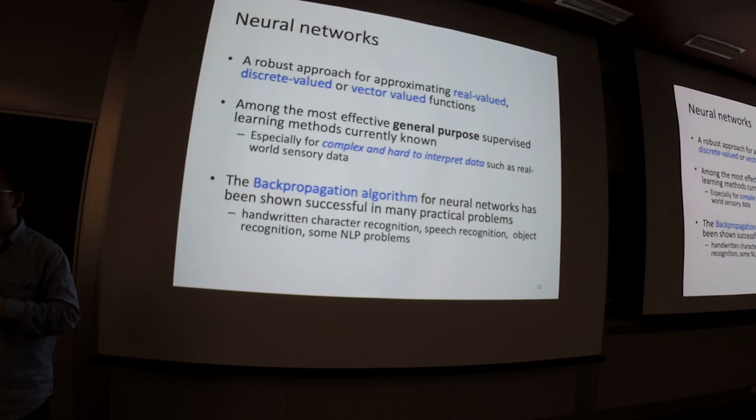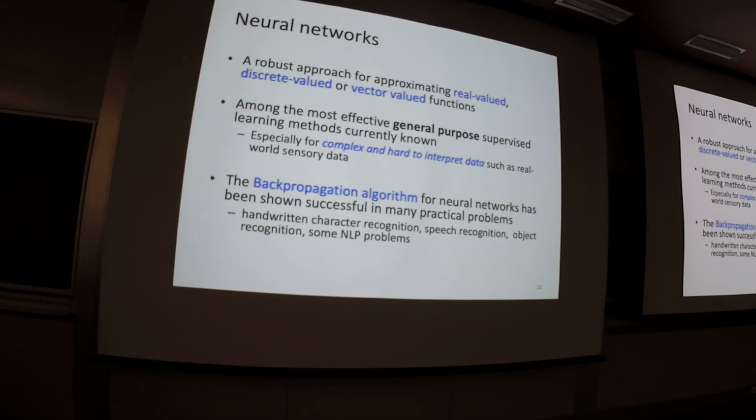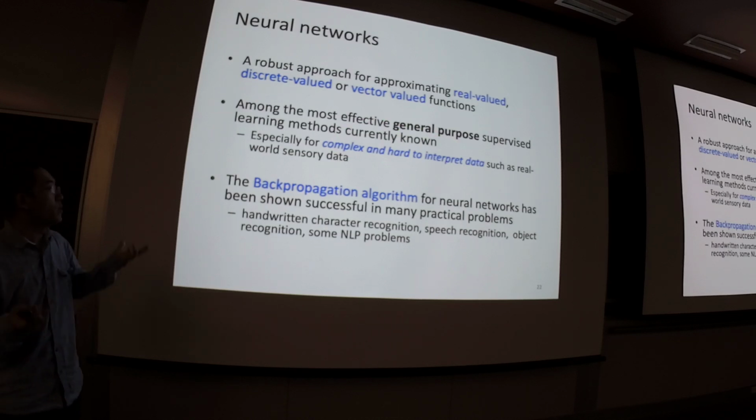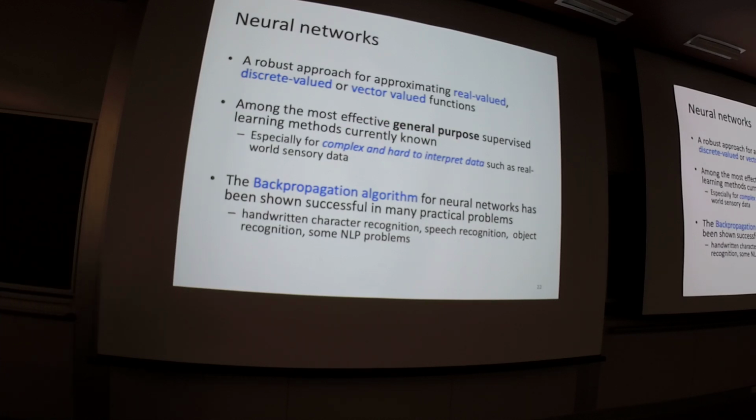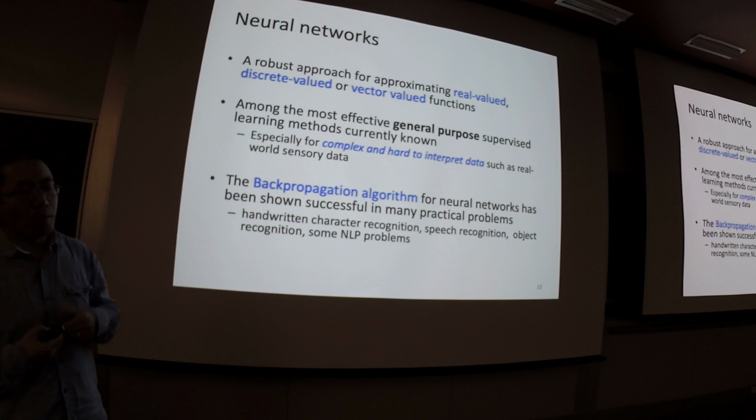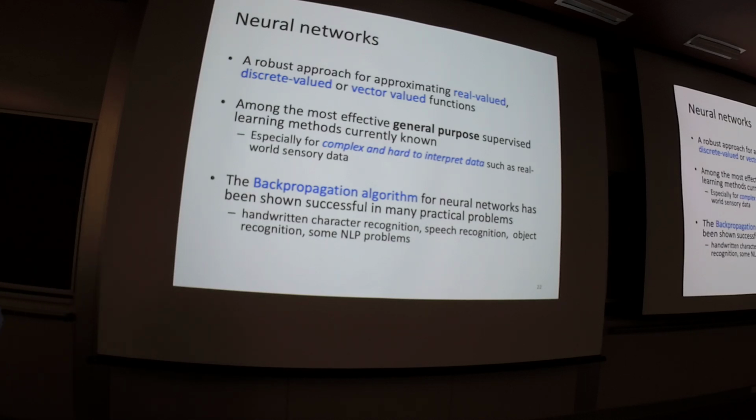That's the empirical conclusion. But there is also some theoretical justification. And also, neural networks are among the most effective general-purpose supervised learning algorithms, especially for those problems that are very challenging for traditional machine learning models. Their performance is amazing, like image recognition, object recognition, voice recognition.